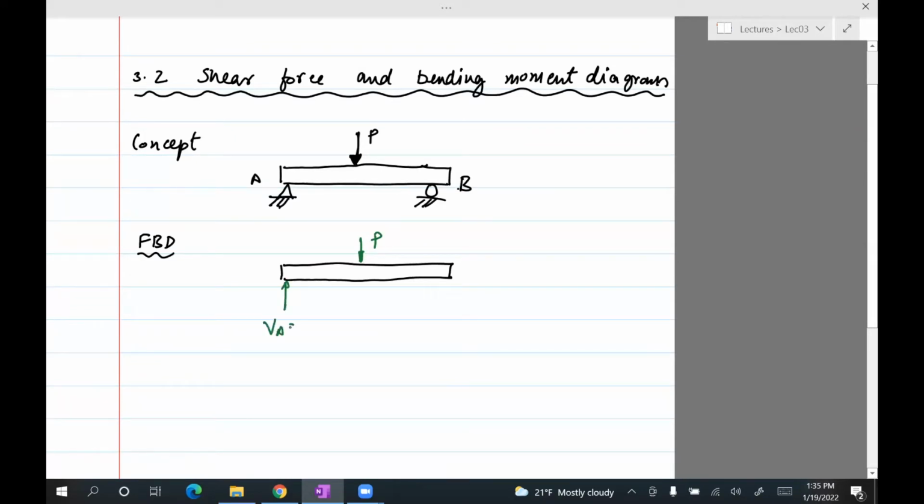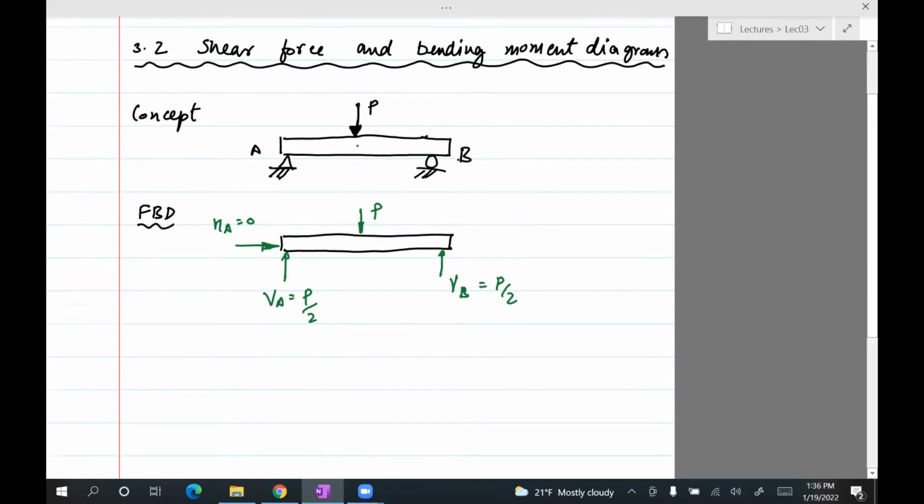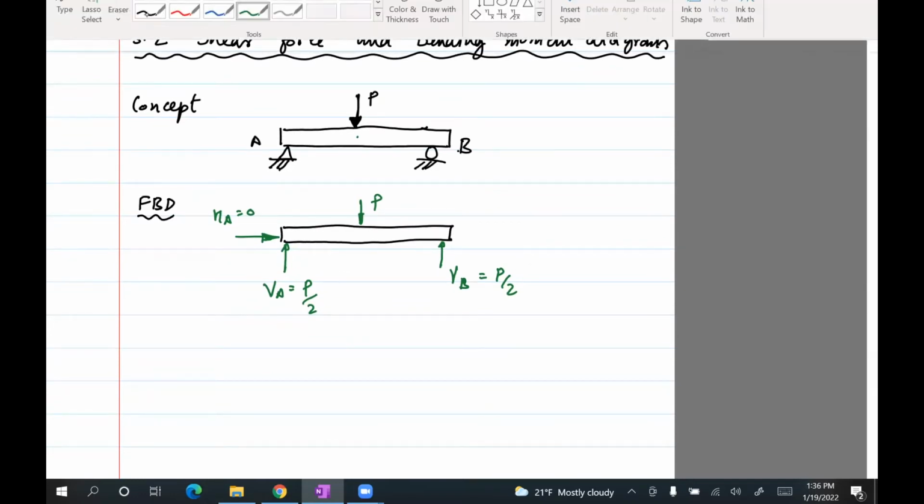So VA and VB. Now there is an H also, but HA equals zero because there are no loads in the horizontal direction. If you solve for VA, assuming that the force P is midway, then VA is going to be P divided by two and VB will be P divided by two, such that if you sum them up, they equal the force P. Now, this is the load.